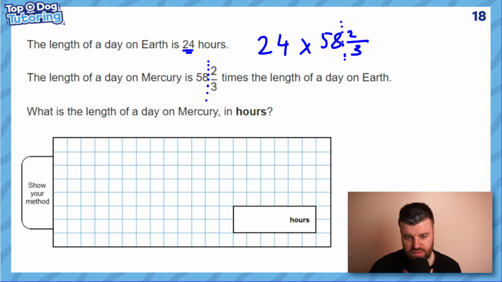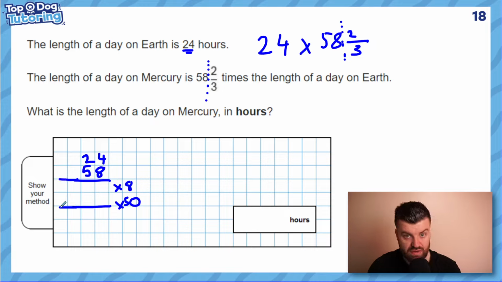Okay, so how do we do this? Well, we're going to use long multiplication for the first one. 24 times 58 would give us 58 times more. So we're going to do times 8 here, and we're going to do times 50. Let's do times 8. By the way, if you struggle with this, Hayden's done a really cool video on how to answer these questions in arithmetic style.